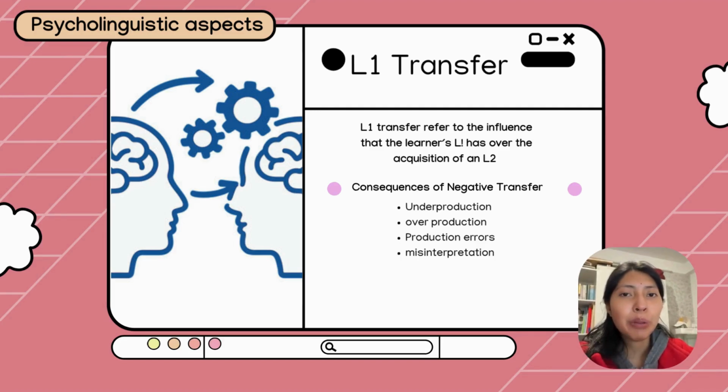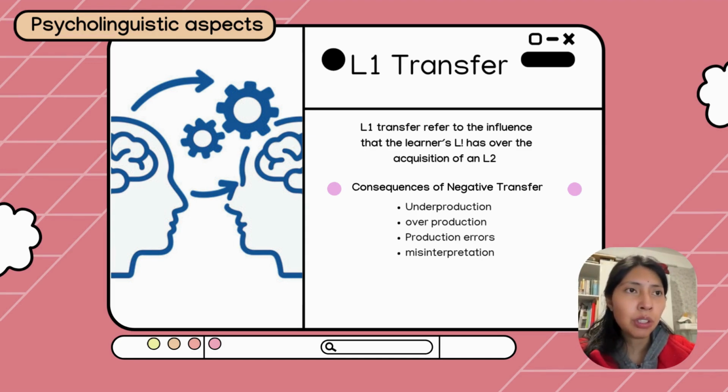Now let's talk about psycholinguistic aspects. In this one, we have to talk about how L1 influenced the acquisition of L2. It can be positive transfer, and it can also be a negative transfer. The consequence of a negative transfer can be reflected in the underproduction of the learner, the overproduction of certain structures, the production of errors and misinterpretations.